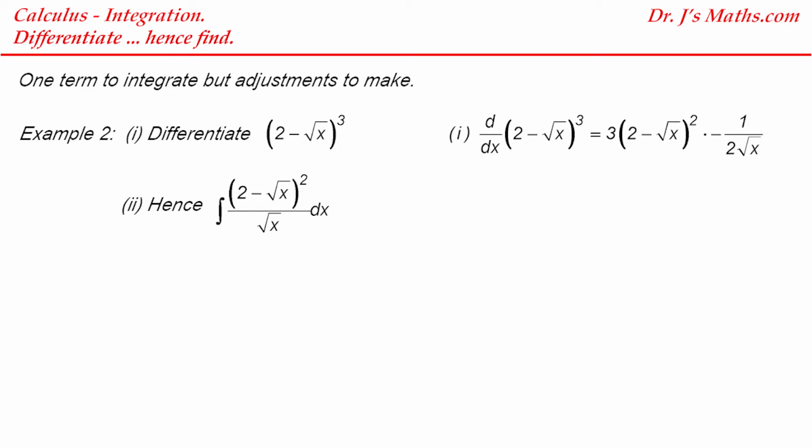We never write y here, it's always d dx of the function. So we do our chain rule by bringing the index down the front, we rewrite the brackets, we take 1 off the index to make it a 2, and then we have the derivative of what's inside the brackets, so the minus root x goes to minus x to the half. Differentiating that we have minus a half times 1 over root x, which I've written together.